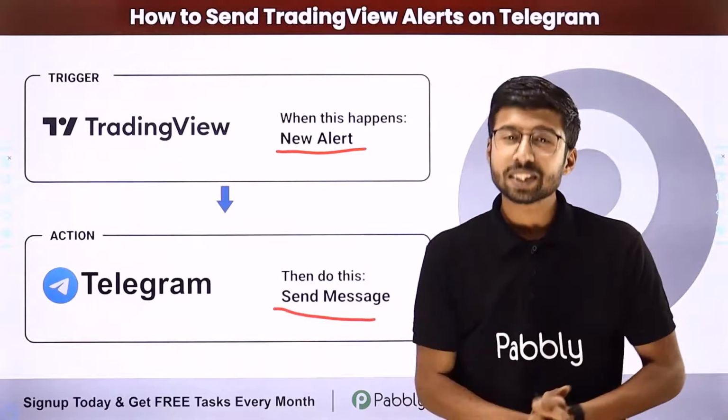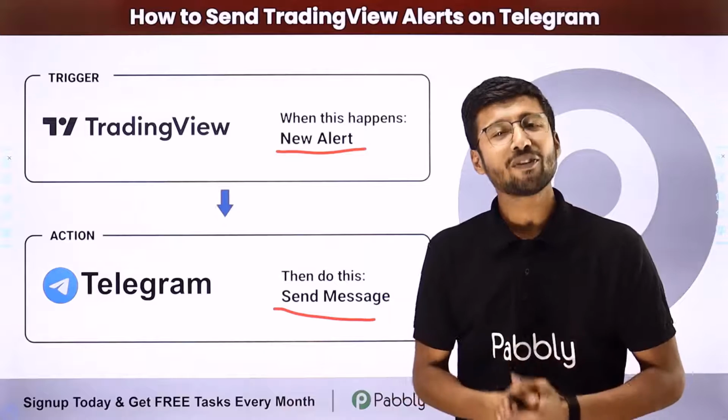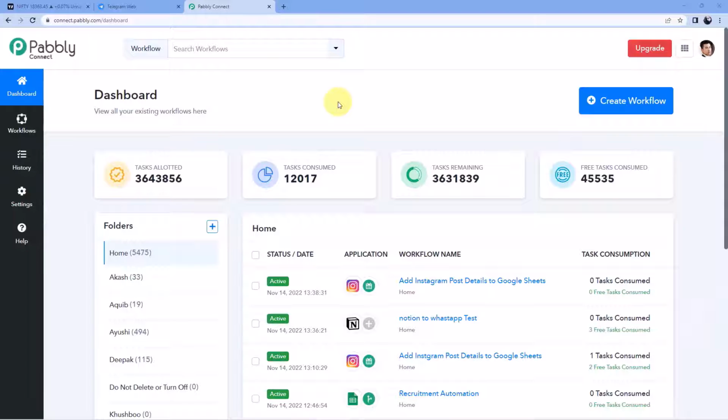Now guys, how can you set up this automation? To know this, you have to come with me to my screen. So as you can see, here we are on Pabbly Connect's dashboard. Now to reach this dashboard, you will get the free sign-up link of Pabbly Connect in the description box below. By clicking on that link, you can create your free Pabbly Connect account in just 2 minutes.